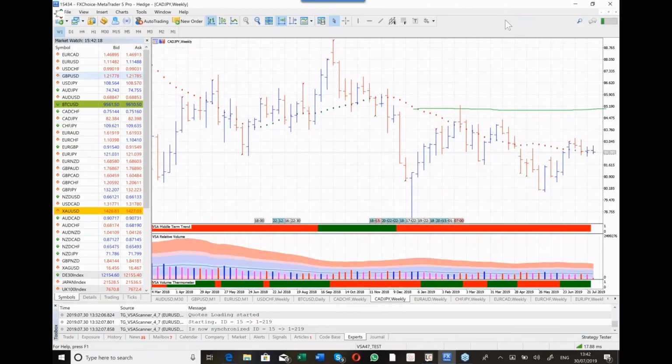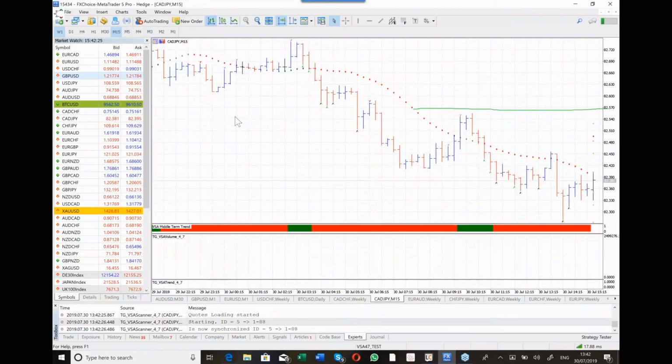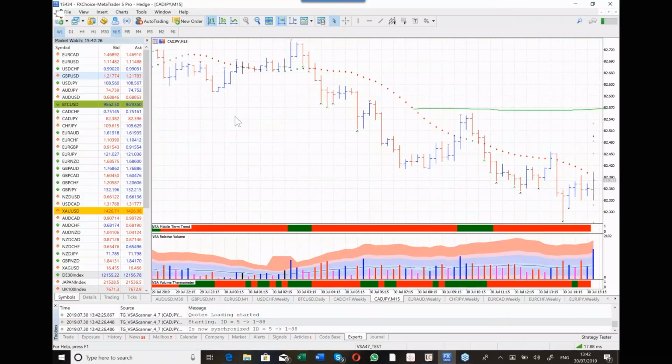Okay. CAD JPY 15 minutes chart. I want to see what you have on your charts. Okay, let me just get rid of the drawings. There we go. Okay. So first of all, we are in a downtrend.